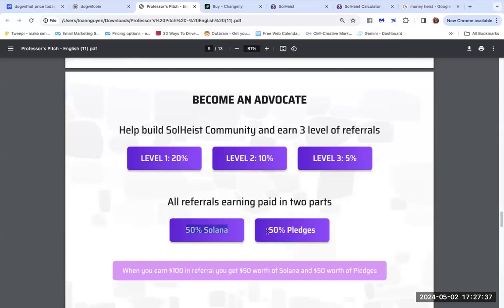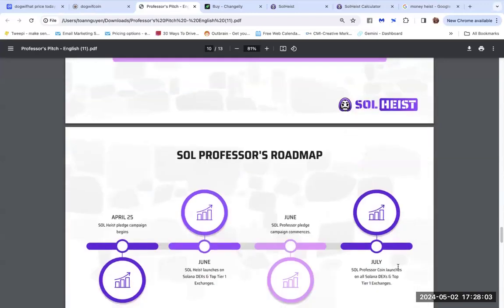So what does that mean? That means that 50% of your bonuses is actually paid into your own personal pledge, growing your passive income perpetually, okay? So this is the example. Let's say you earn 100 basically in referrals. You're going to get $50 worth in Solana and the other $50 added to your pledge.